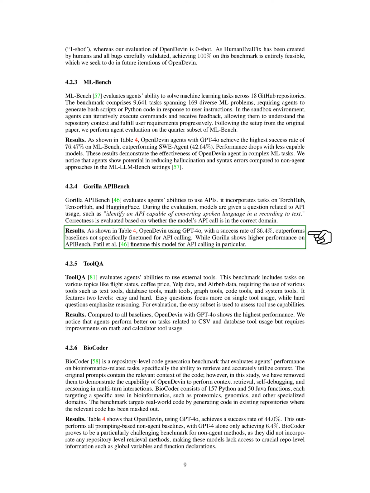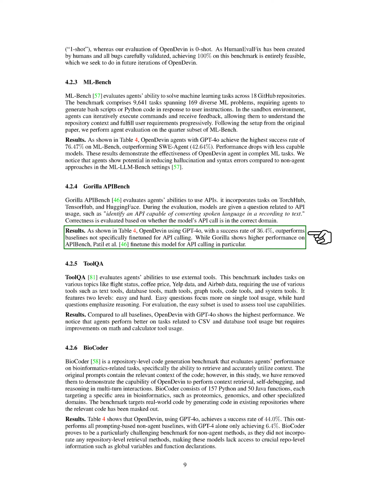Next, we discuss Tool QA, which evaluates agents' abilities to use external tools. This benchmark includes tasks on various topics, such as checking flight status, coffee prices, and data from Yelp and Airbnb. It requires the use of different tools, including text, database, math, graph, code, and system tools. Tool QA features two difficulty levels, easy and hard. Easy questions focus on single tool usage, while hard questions require more reasoning. For our evaluation, we use the easy subset to assess tool usage capabilities.